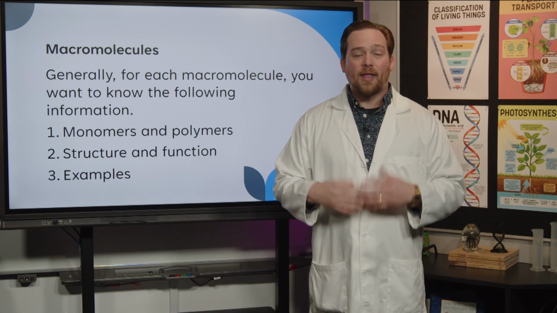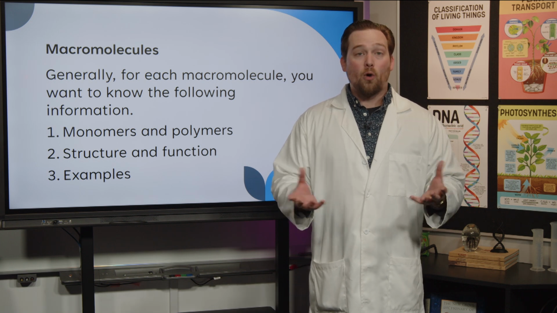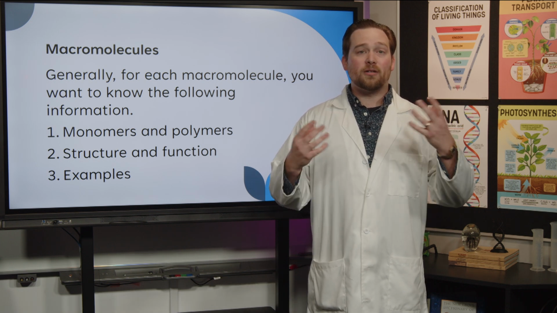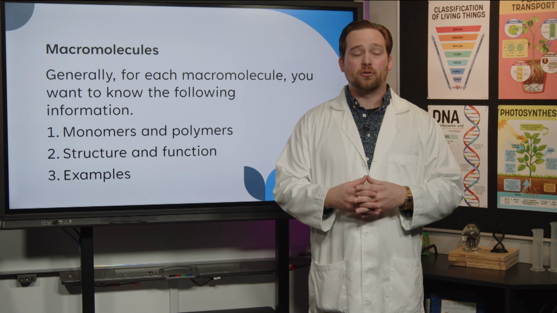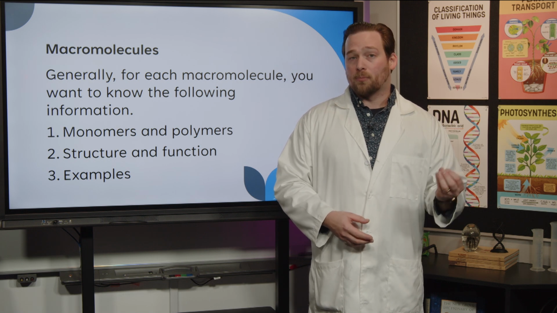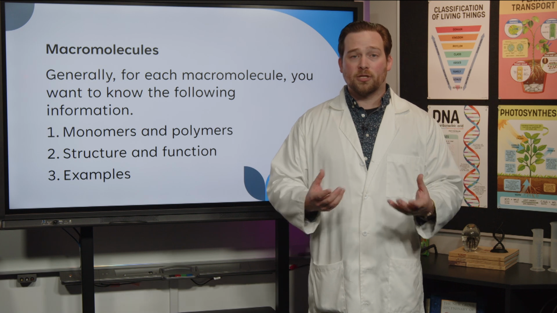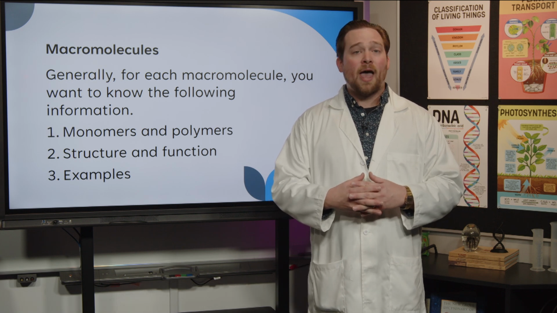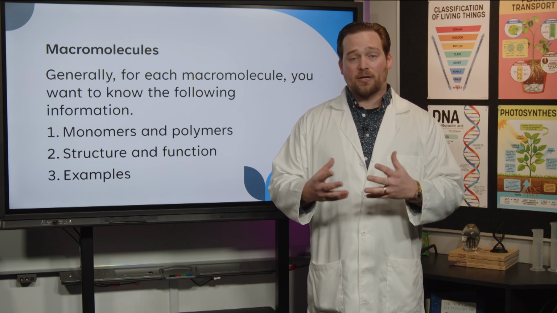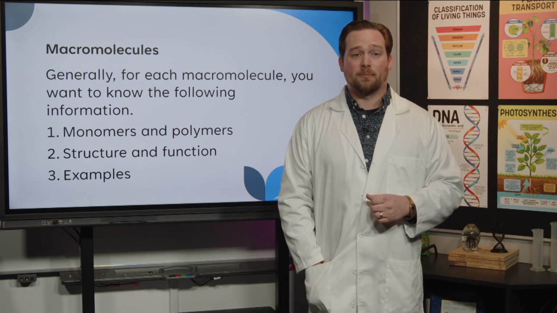All right, so next I'm going to tell you what you need to know about these different macromolecules. So in general, for each of the different macromolecules, you want to know what the monomers and polymers of each are. You want to know what the structure and function of the macromolecules are, as well as a couple of the examples. So that's what we'll be reviewing here over the next couple of slides.